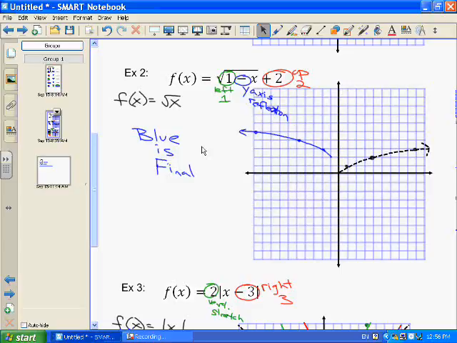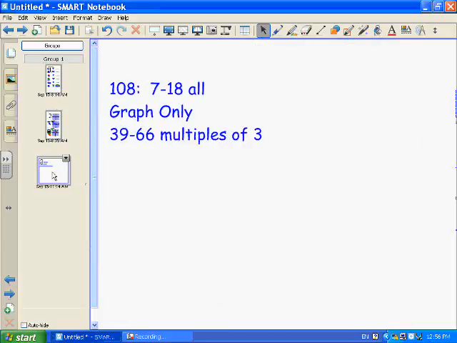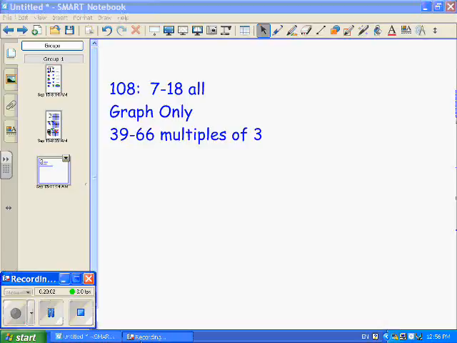Okay, let me get your homework up here. I'm going to do 7 through 18 all. I just want you to graph these. There may be other parts that you can do. I just want you to graph them. And then 39 through 66 multiples of 3.